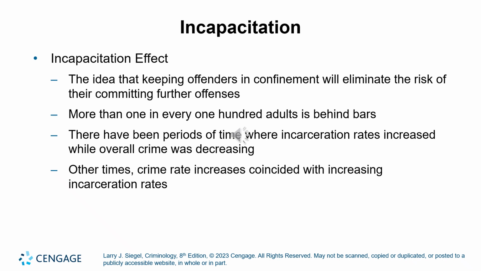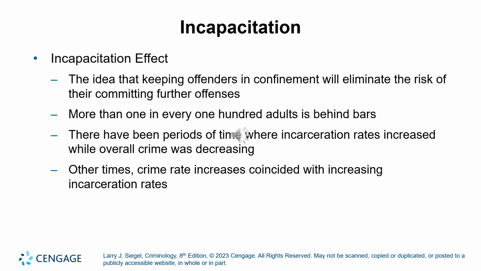Incapacitation is the idea that by keeping offenders confined, we eliminate their ability to commit further crimes in the community. And this is known as the incapacitation effect, the belief that removing offenders from society reduces crime by physically preventing reoffending. Today, more than 1 in every 100 adults is behind bars, which shows how heavily the U.S. relies on incarceration as crime control.